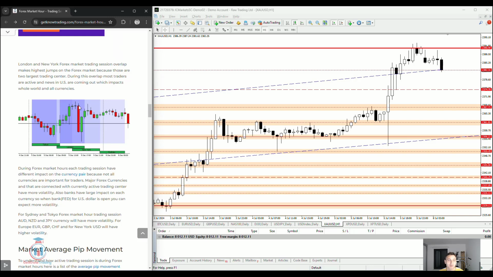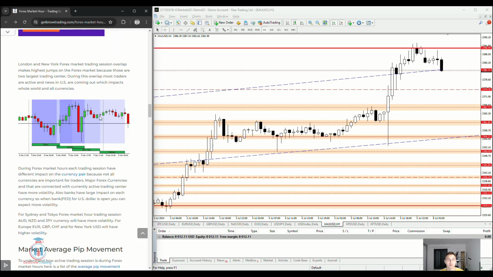with New York, and especially at 2 o'clock and 3 o'clock p.m. in Europe, this is most of the time when the news is published, and then you can see large candles being formed because a large amount of activity has been done on the Forex market.